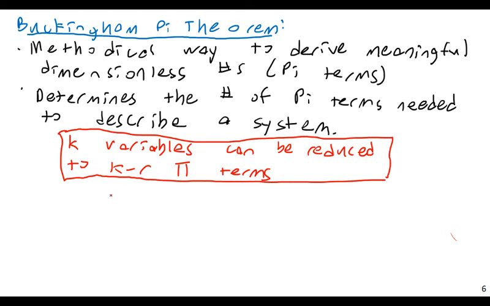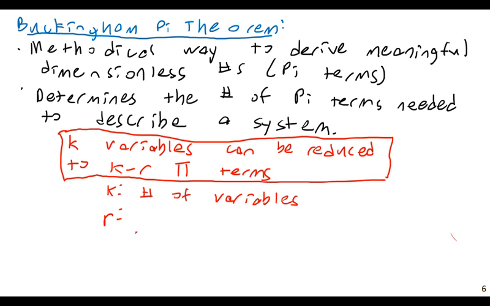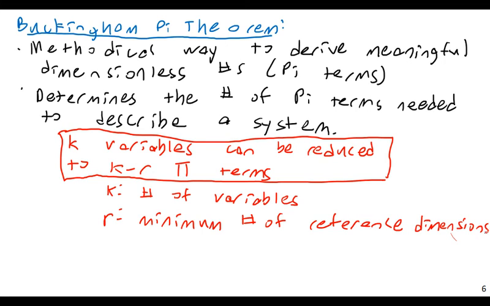So again, k is the number of variables. In other words, like in the previous example, a variable was diameter, a variable was pressure drop, a variable was density, a variable was viscosity, etc. Number of variables. And r is the minimum number of reference dimensions required to describe the variables.